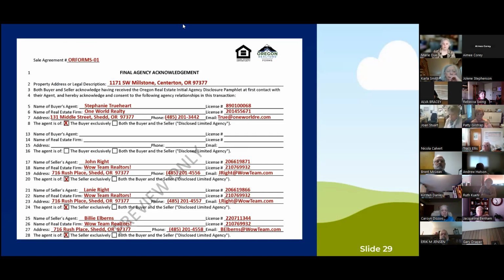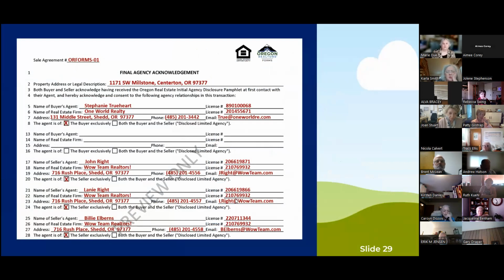Property address, we talked about it, Southwest Millstone and Centerton. Got that. There's Stephanie Trueheart, the name of the buyer's agent. And on this one, again, there's only room for 2, but on the final version, there's 3 buyers' and 3 sellers' agents. So we've got that in there, with the license number. And then you've got the 3 sellers' agents in there with their license number and all their information.